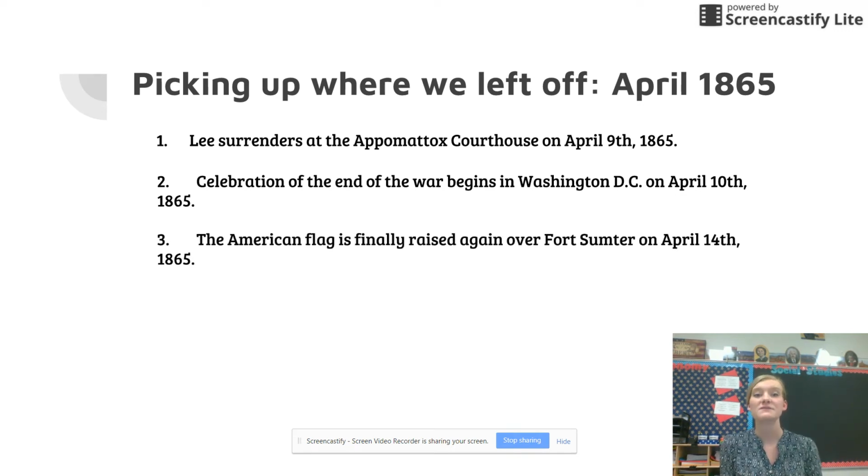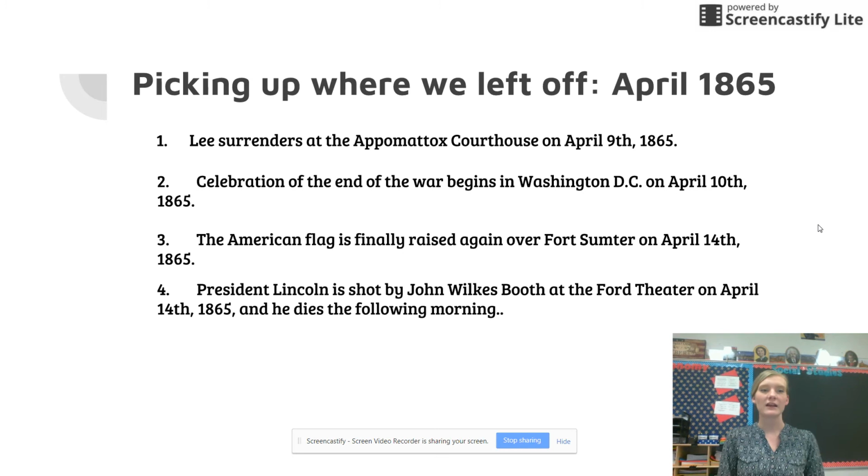Then the American flag is finally raised again over Fort Sumter on April 14th, 1865. This was kind of a nice homage to where the war began. Remember, Fort Sumter was the very beginning of the Civil War, and the South had taken control of Fort Sumter early on in the war. So this was kind of like a celebration that, okay, we're officially through this war. Fort Sumter is part of the Union again.